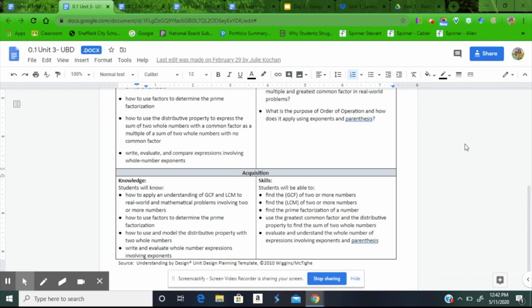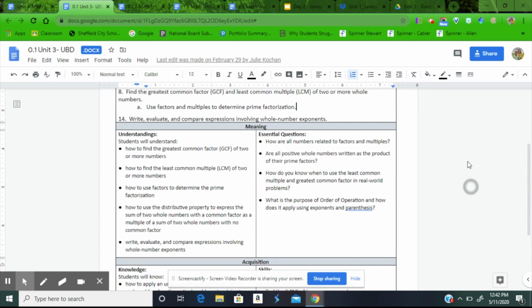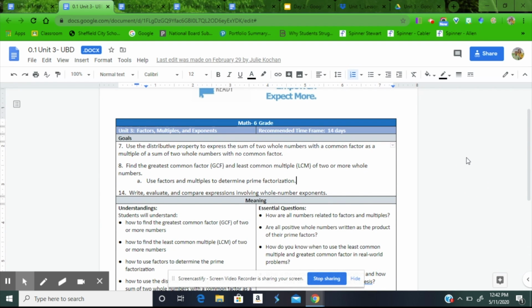If you would take a moment, pause the video and read through your UBD so you'll have a better understanding of where we're going when we get into lesson 3.